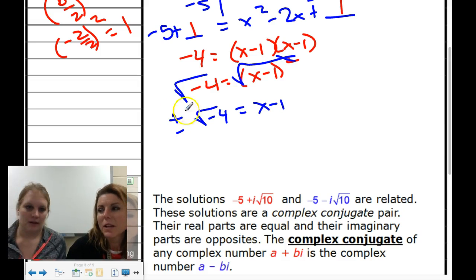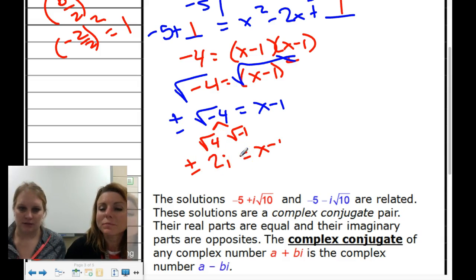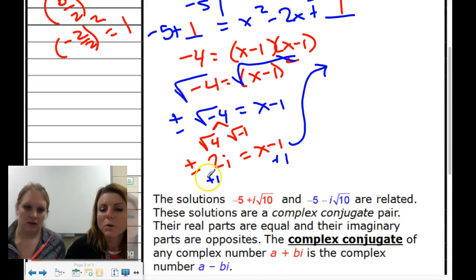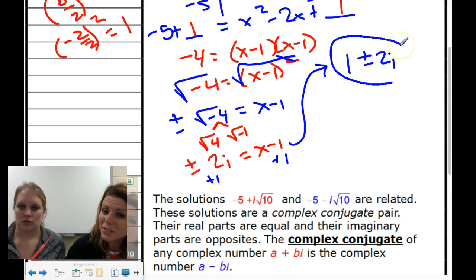Now we have to break this up: square root of 4 and square root of negative 1, and the plus or minus stays with it. So I'm going to do plus or minus 2i equals x minus 1. When I add 1 to both sides, the 1 is going to come out front. x equals 1 plus or minus 2i. And that is your answer.